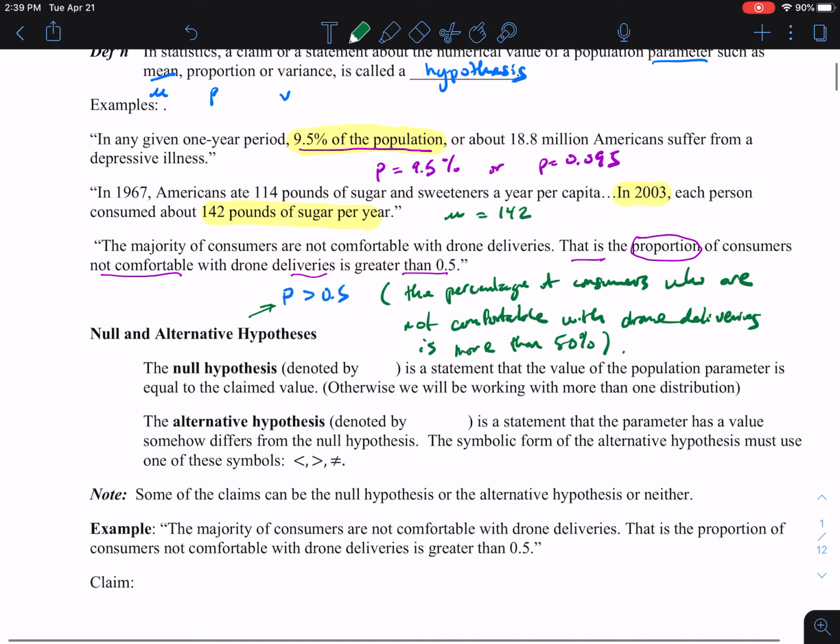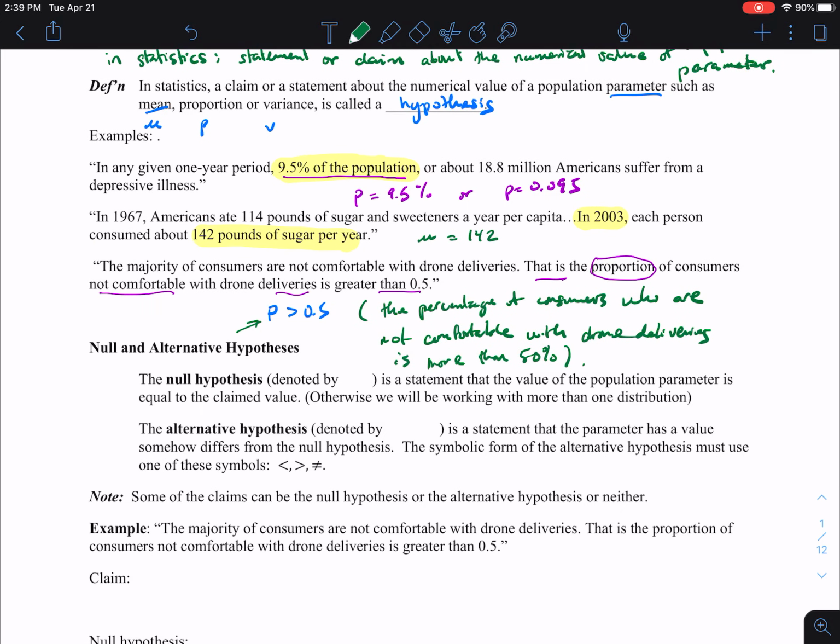Here's some more definitions. There are two types of hypotheses in this class. Formally, we start out with an example of a person or an article making a statement and a claim, and then we follow with the null hypothesis and the alternative hypothesis. So there are two hypotheses in this lesson. We have the null hypothesis, denoted as H sub 0, or sometimes H naught. This is a statement that the value of the population parameter is equal to the claim value. So we're going to start with the statement saying, okay, suppose this is the claim value, let the null hypothesis be the claim value.